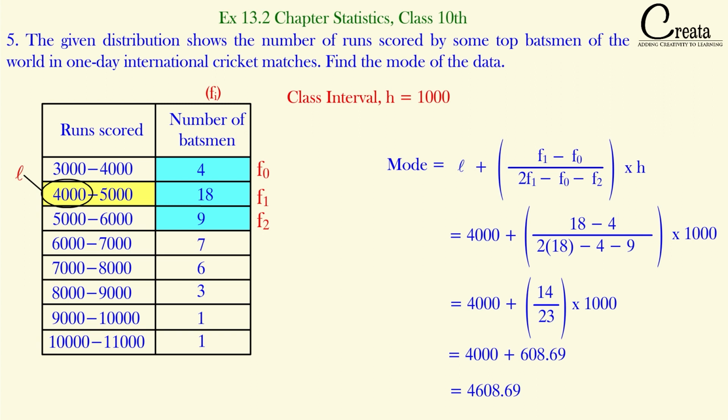The modal runs scored by a batsman are 4608.7 runs. Note that our answer is in the range of the modal class. Our modal class range is from 4000 to 5000 and our answer is between 4000 and 5000. So our answer is correct. It is between the upper limit and lower limit of the modal class. So we are done with question number 5.